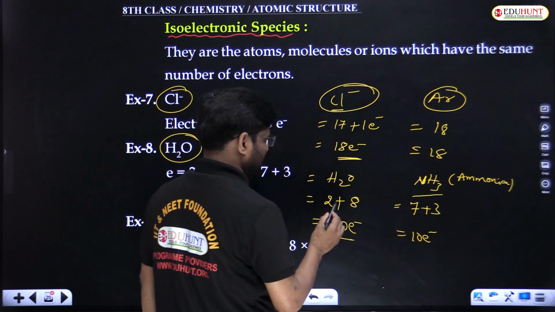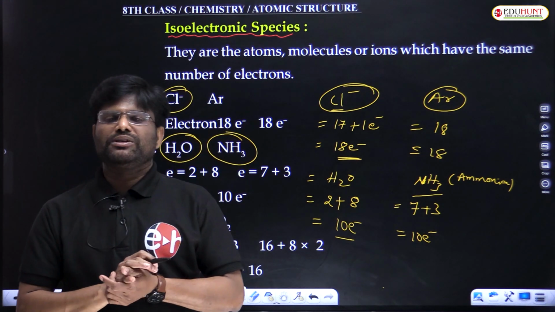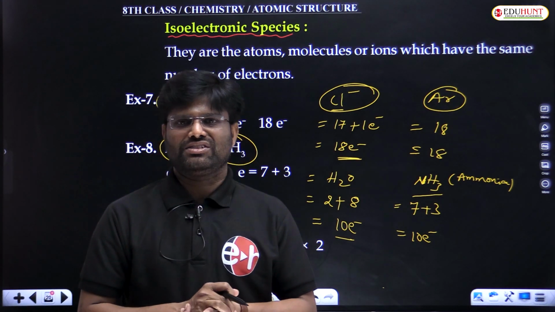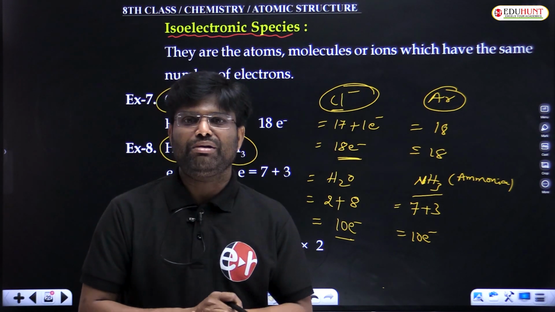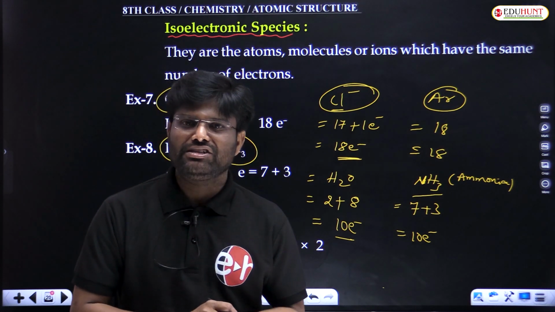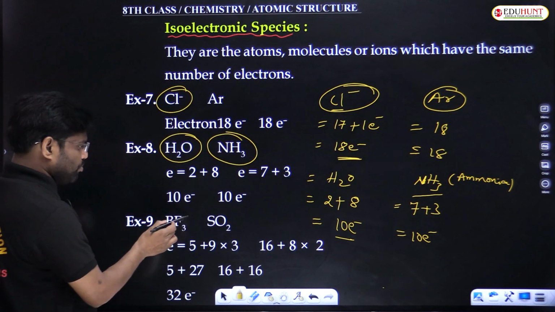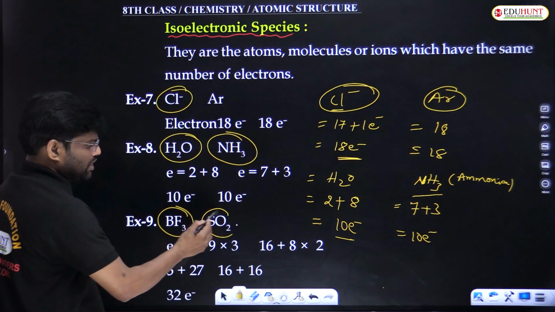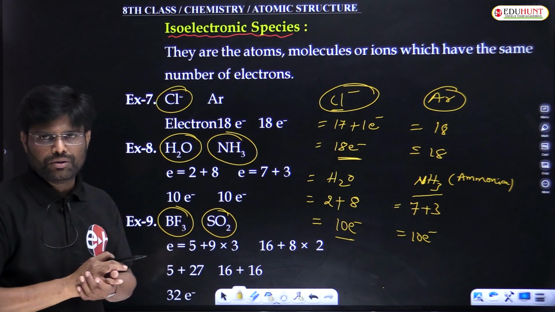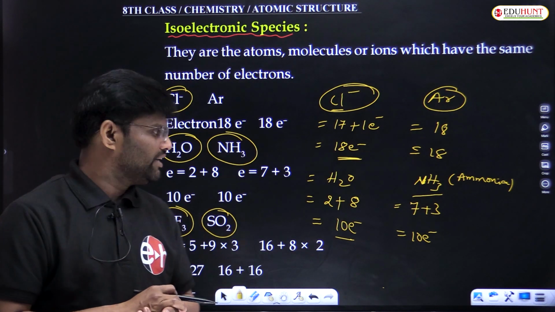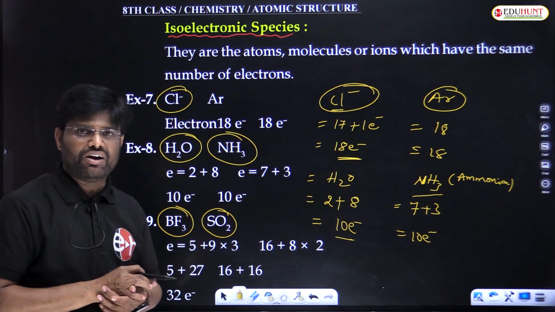So this is about isoelectronic species: the species which have the same number of electrons. It may be ions, it may be atoms, it may be molecules. So BF3, boron trifluoride, and SO2, sulfur dioxide.